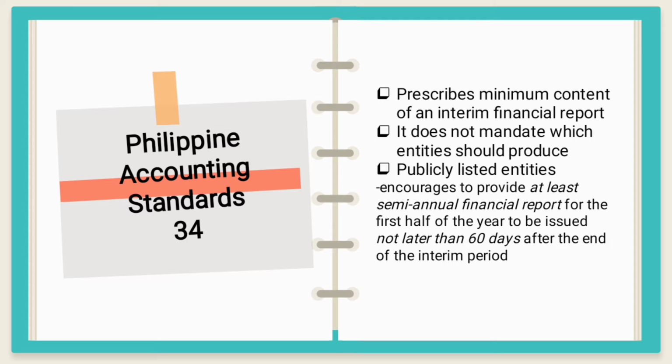Philippine Accounting Standards 34. It does not mandate, but sometimes other entities are required to do quarterly depending on the law, provided such requirements are given by the SEC or by the government. Ang PAS 34, in-encourage nila ang entities whose shares are publicly traded to provide interim information at least as of the end of the first half of the year and issue it within 60 days. The standard does not address how often nor how soon after the period entities should produce interim reports.